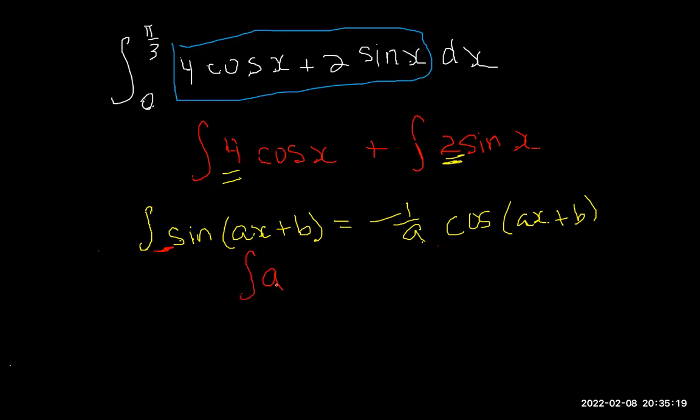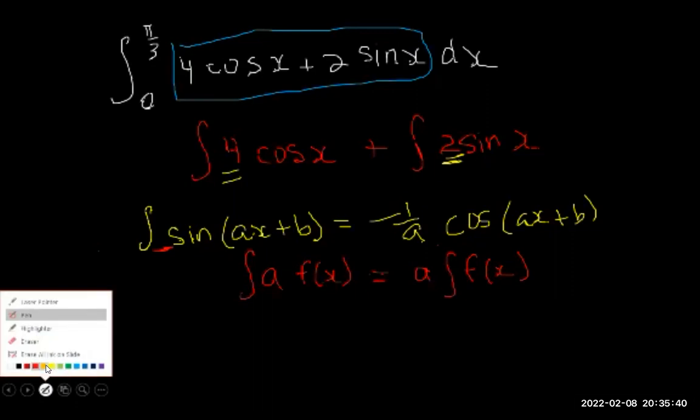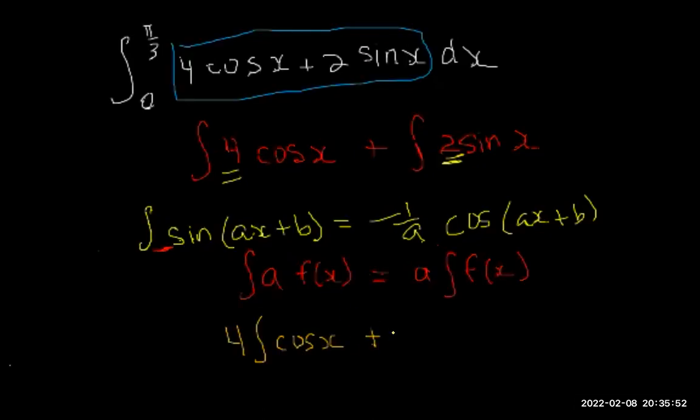If I'm required to integrate a by f of x, so a is a number, that's the same as saying a by the integral of f of x. Therefore, according to this rule, see these two things here? They can be rewritten as 4 by the integral of cos x plus 2 by the integral of sin x. That's just me taking this number in front and putting it outside.